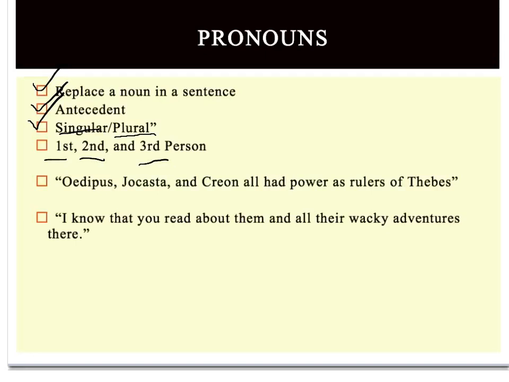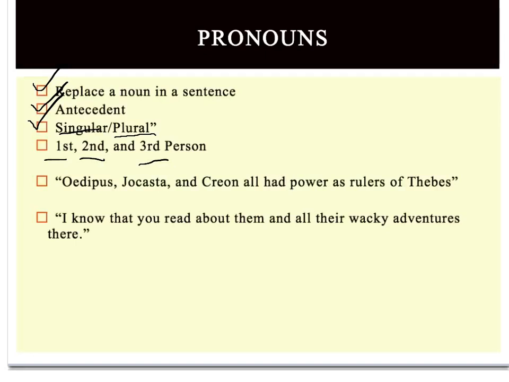Or we could have a third person pronoun. In the third person, the speaker is referring to someone or something who's not there in the conversation right now. Those are the he, she, it, they, them pronouns.